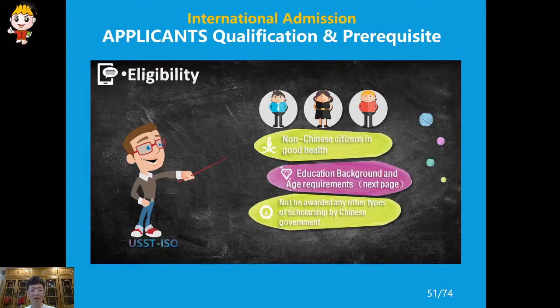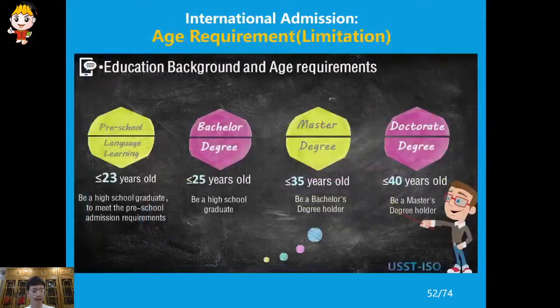Here, I want to show you the age requirement or the age limitation. That is for the language learning, 23. For bachelor, 25. For master program, 35. For doctorate program, 40. That is a basic requirement or age limitations for the applicants. Hope you can know that.